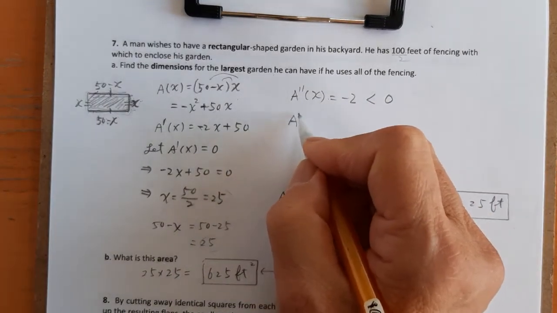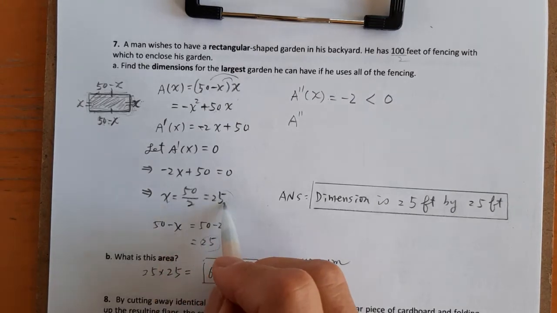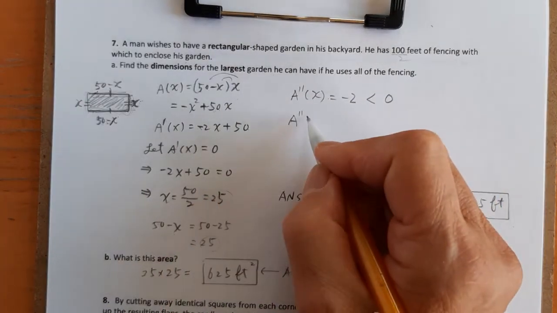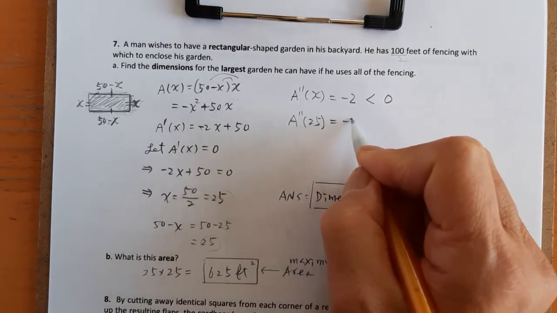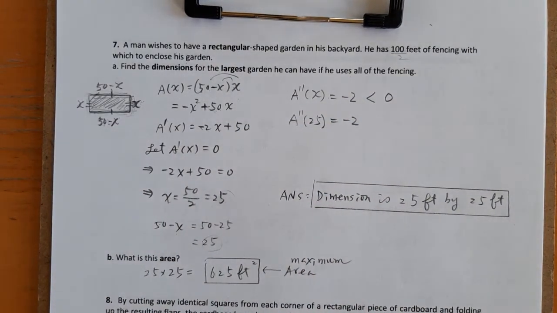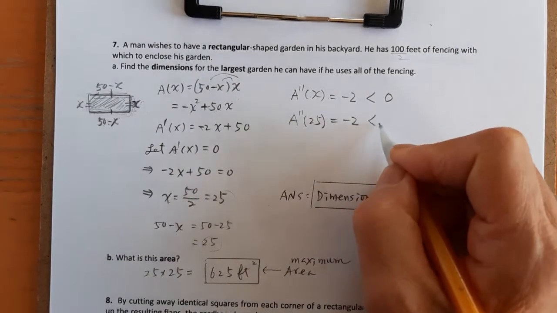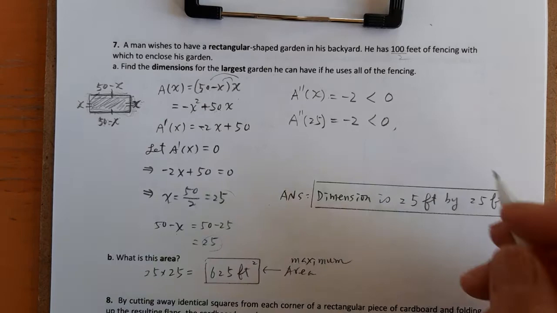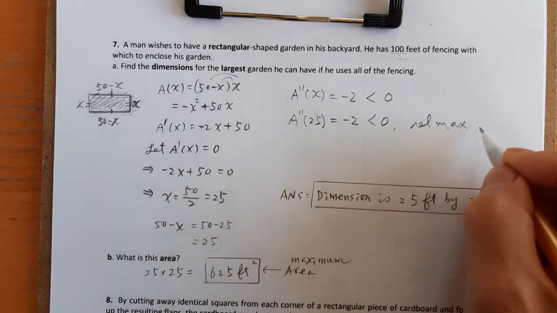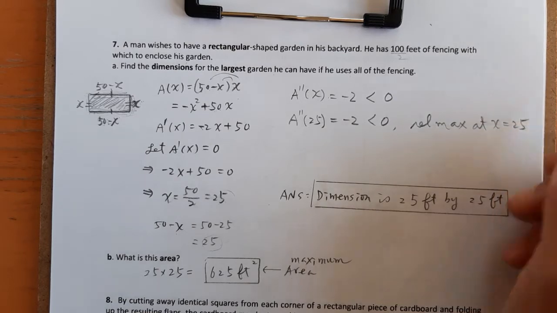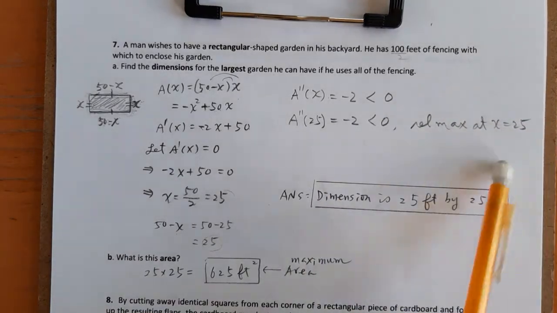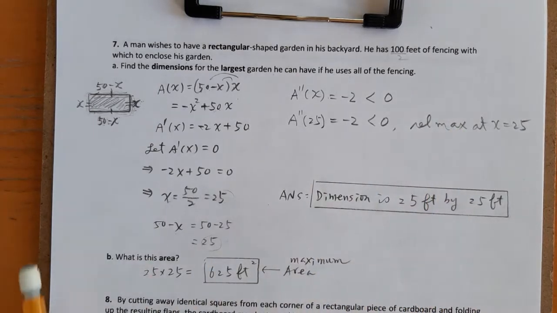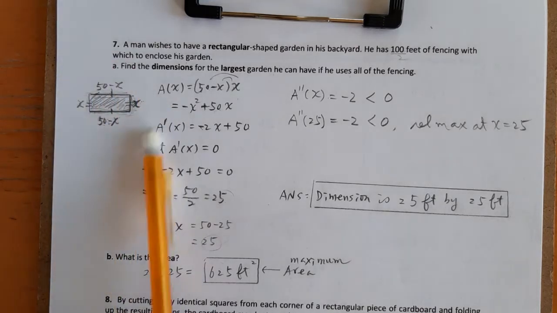So from the first derivative equals 0, you got x is 25. Plug into the second derivative, it is negative 2, because it's always a constant, negative 2. It's less than 0. If less than 0, then this is a relative maximum at x equal 25. So when x equals 25 we have a maximum area, checked by the second derivative test. So we checked x equal 25 is a relative maximum, which means this area is a maximum area.